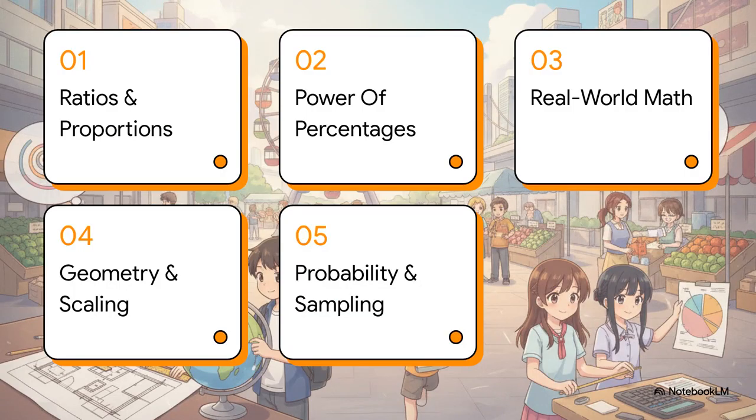Okay, here's our roadmap for today. We'll start with ratios and proportional relationships, then look at the power of percentages, before moving into math in the real world. After that, we'll cover geometry and scale drawings, and finally, wrap things up with probability and random sampling.